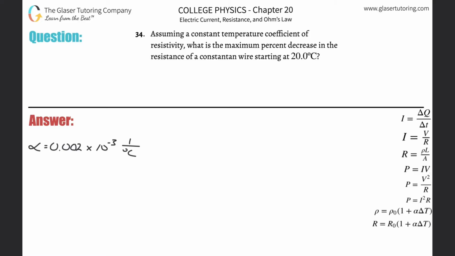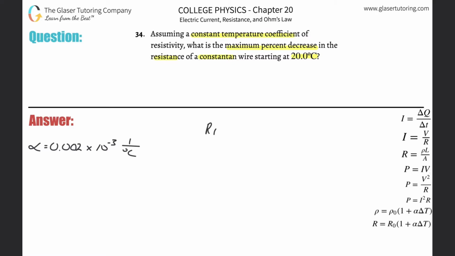Number 34. Assuming a constant temperature coefficient of resistivity, what is the maximum percent decrease in the resistance of a Constantan wire starting at 20 degrees Celsius? All right, so we're asked for the maximum percent decrease in the resistance. The formula we need to be thinking about, forget about the term percent, just think about it in terms of changing resistance values as temperature changes.